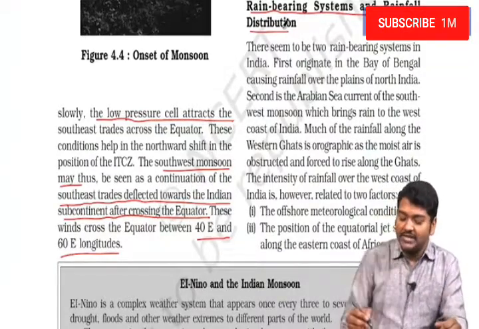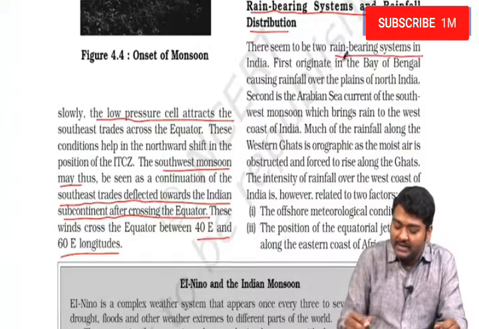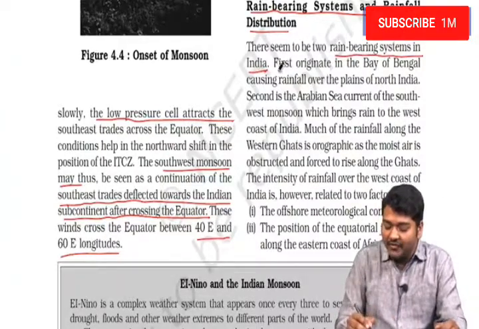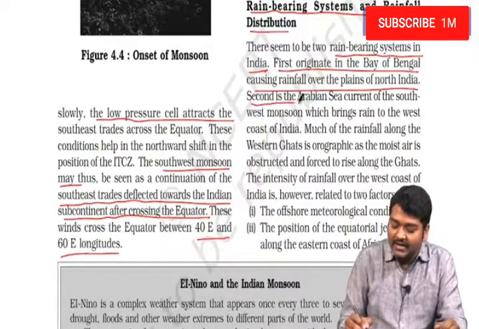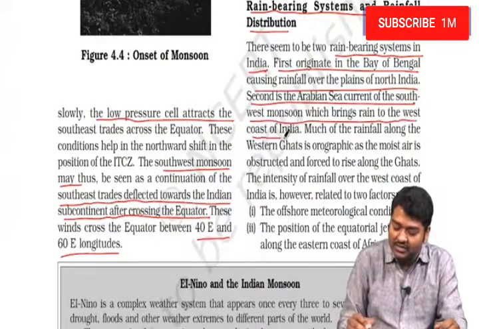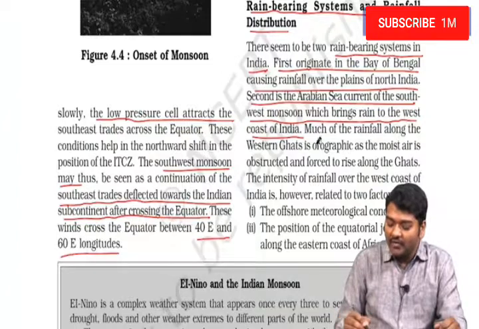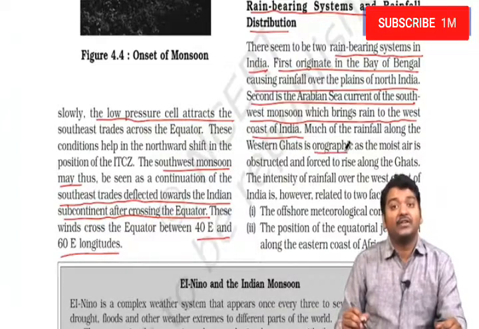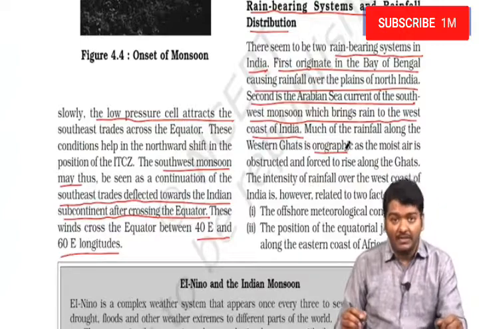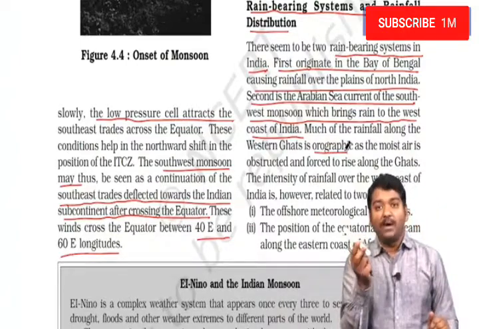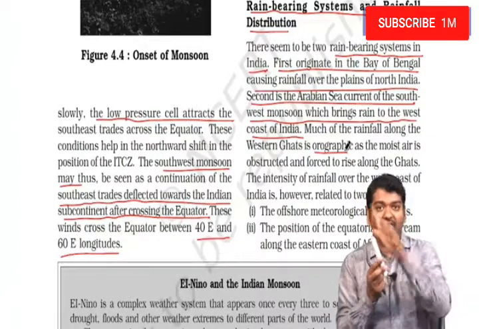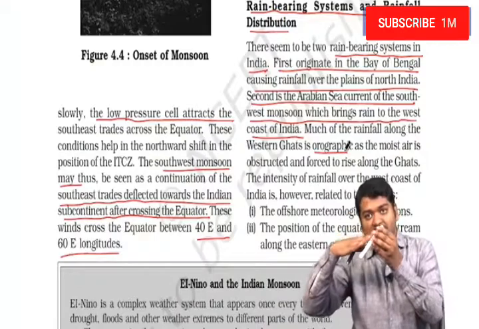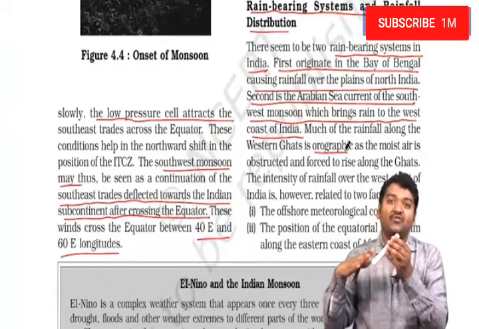Here you all have to understand that there are two rain bearing systems of India. The first originates in the Bay of Bengal, which I have already explained in detail. The second is the Arabian Sea current of the southwest monsoon, which brings rain to the west coast of India. Much of the rainfall along the Western Ghats is orographic, because of mountains being present. Whenever you have mountains, the clouds start rising, condense and give heavy rainfall. But once it comes down, it gets heated up and doesn't give much rainfall.